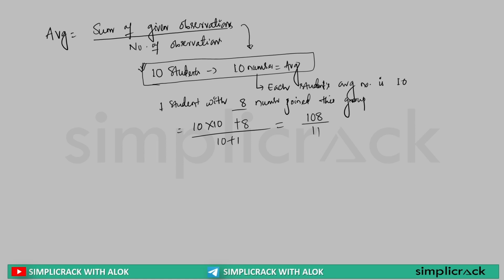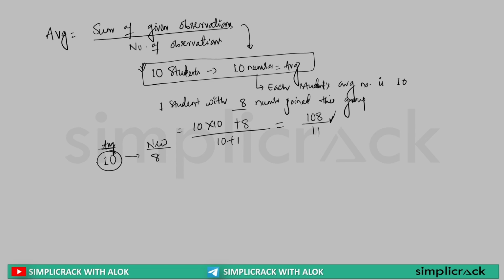This is one method, and this is the simplest one. If questions are complicated, not easy, you should follow this one, because it will be natural too, and you will solve faster without any error. But what you can do, understand this. Every student's average number before the 11th student was 10. Then a new student was added with a score of 8. Yes or no?